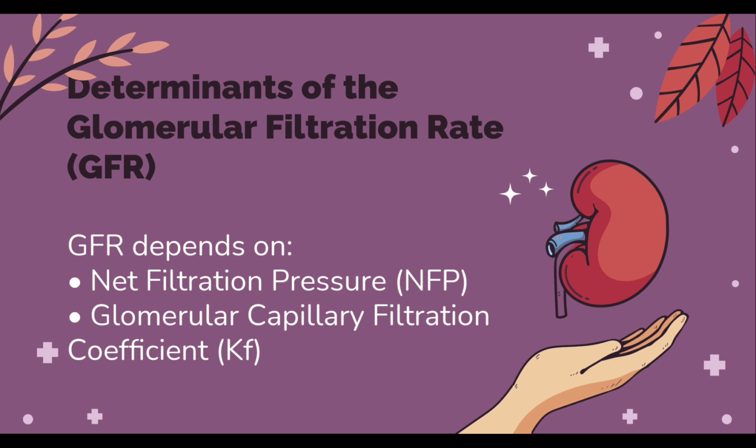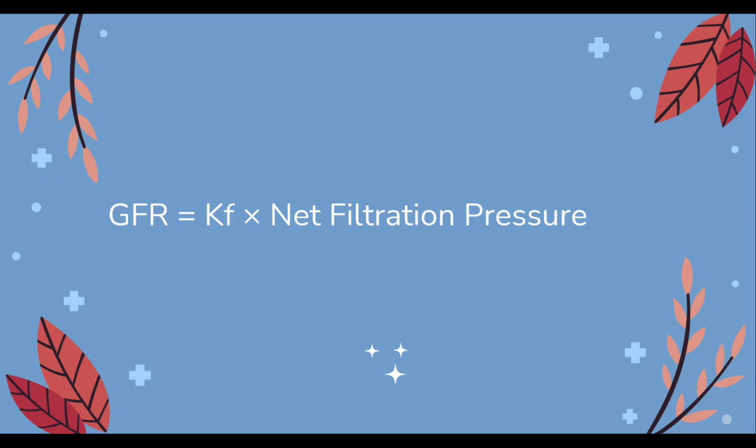What are the determinants of GFR? Usually GFR depends on net filtration pressure and the glomerular capillary filtration coefficient. The net filtration pressure means the sum of hydrostatic and colloid osmotic forces across the glomerular membrane. So we calculate glomerular filtration rate by multiplying Kf by net filtration pressure. Kf means the glomerular capillary filtration coefficient. It's a fixed value.